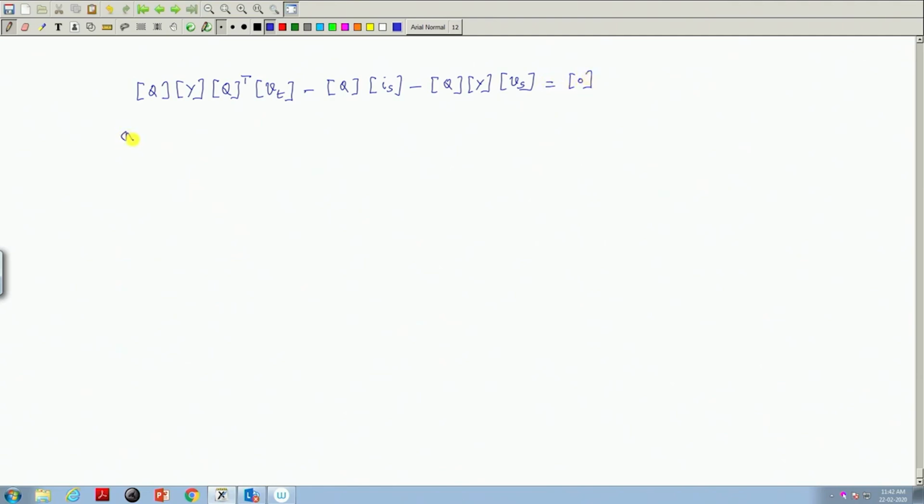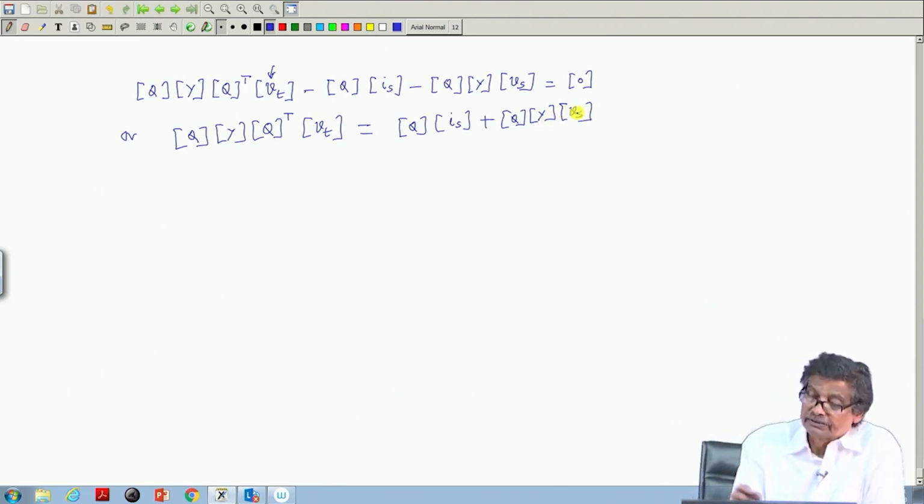Or I can say that my target is to compute this one. So, q into y into q transpose into V t will be then equal to q into I s plus q into y into V s. That is all.